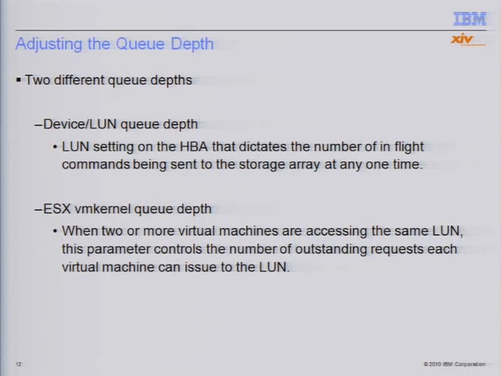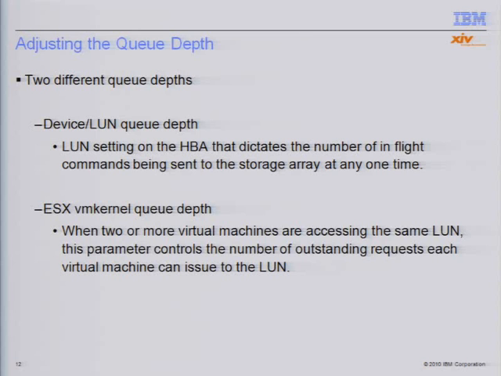The default is 32 for QLogic and Emulex. So that'll allow 32 IOPS being sent to the storage array at one time for each LUN. This is a LUN-based setting. The VM kernel queue, what that is, if you have multiple virtual machines on a data store, what that number does is it will allow that number to be submitted to the LUN device queue. So it goes from the VM kernel queue down to the LUN device queue.